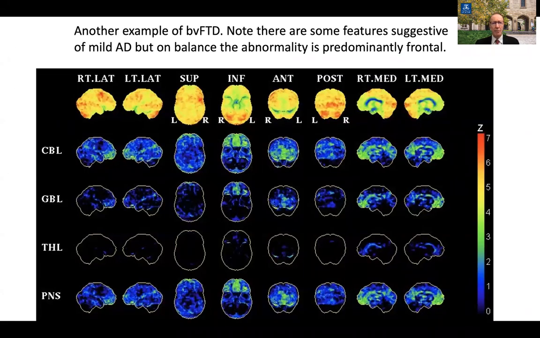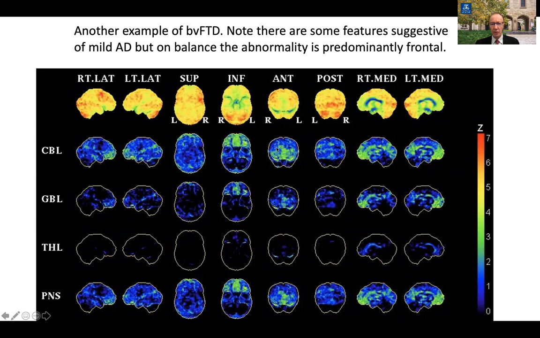This is another example of behavioural variant of FTD. Now, this is an older patient, still diagnostic, but less clear. There are some features suggestive of mild AD, but on balance, the abnormality is predominantly frontal. So if we go along the top row, frontal cortex is down. There's a little bit of parietal and lateral temporal. On the inferior views, the orbitofrontal or inferior frontal regions are particularly involved.